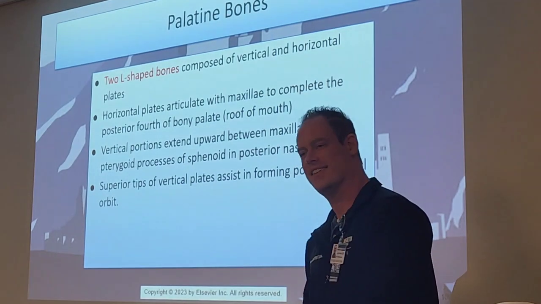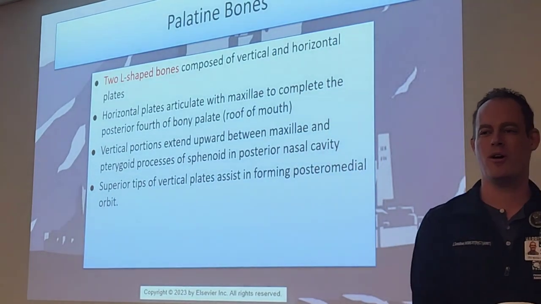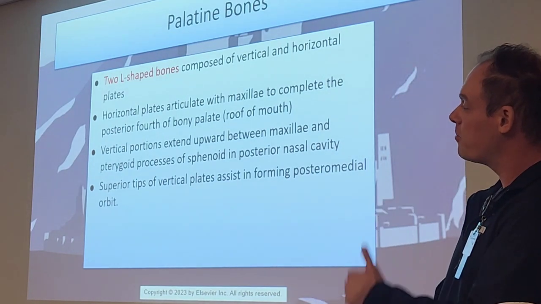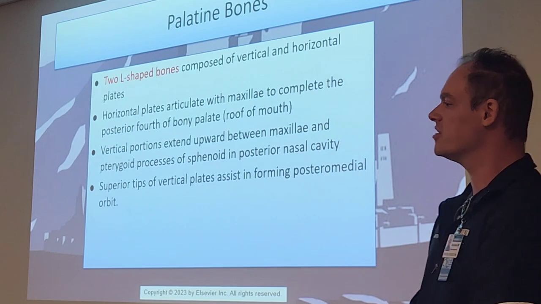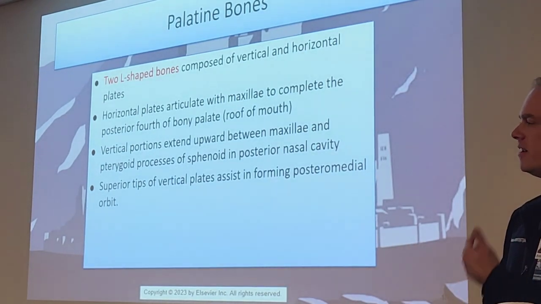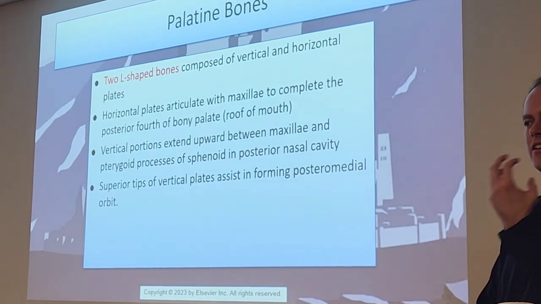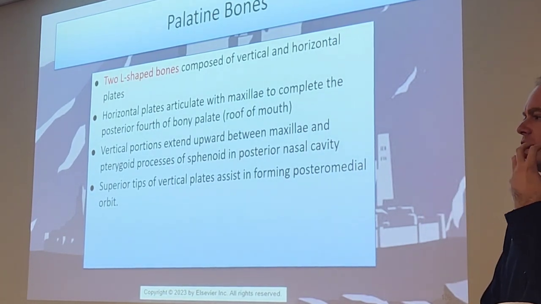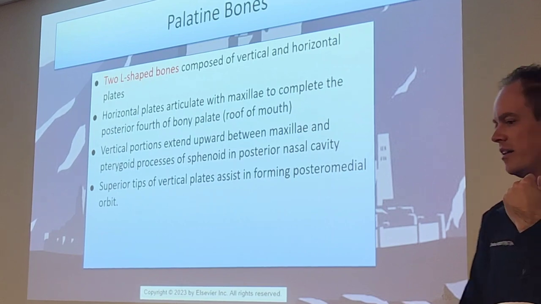Yeah, that's right. All right, let's go to the palatine bones. As y'all remember, guys, palatine bones are going to be on that posterior portion of the hard palate, more so in the soft palate area. So when you stick your tongue on the roof of your mouth, you feel that hard part on the roof of your mouth. That's the maxilla. Right behind that, where your uvula is located, that softer area, that's where the palatine bones are located.